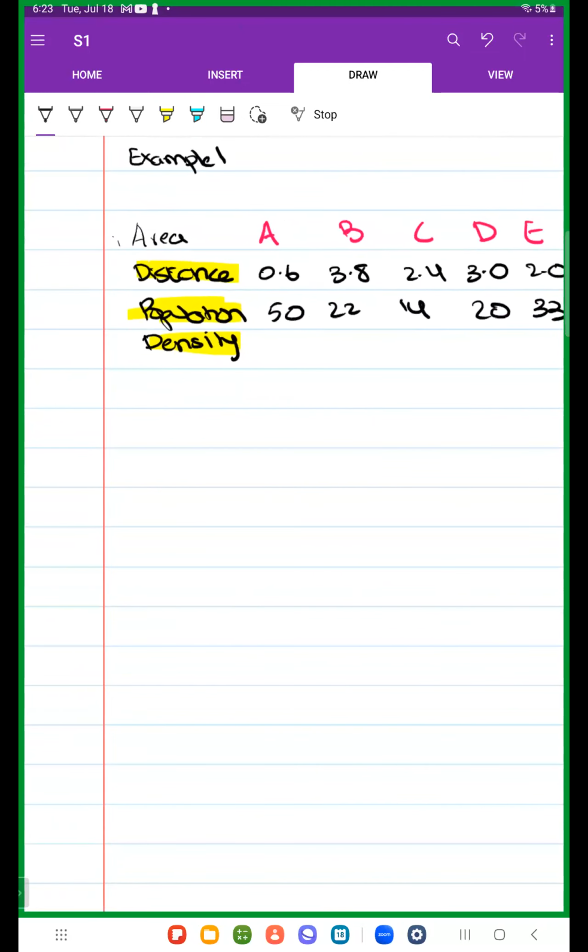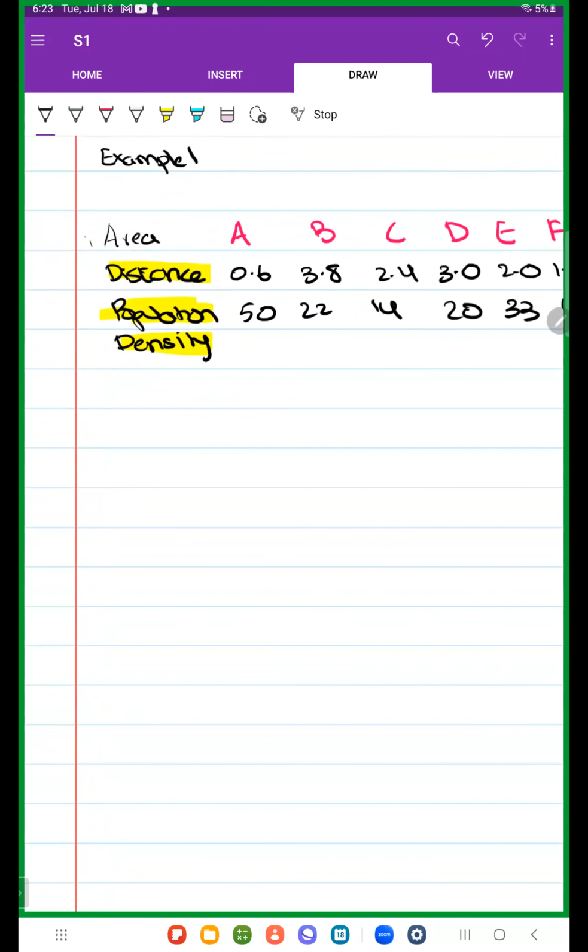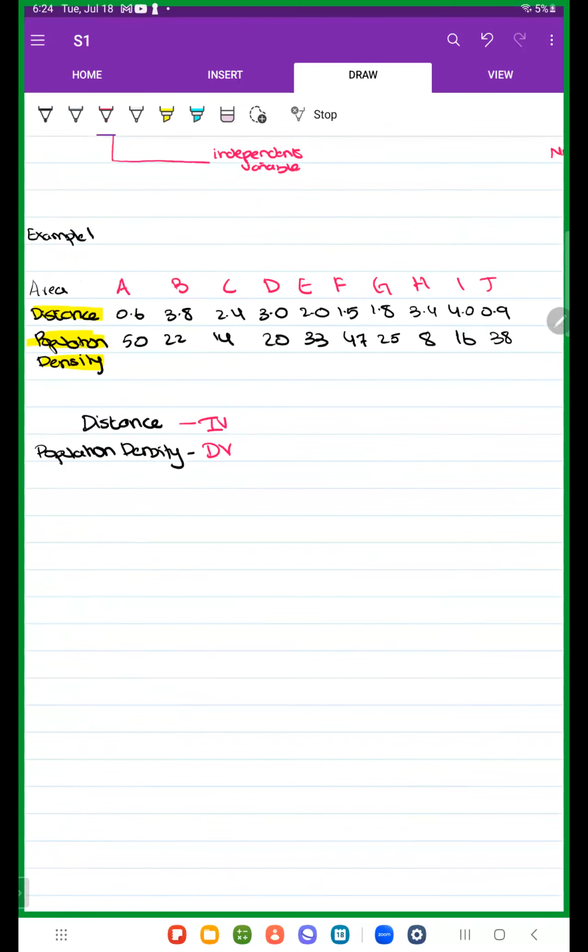Yes, the population density is basically the people per hectare. So the population density is affected by the distance, yes? Yes. My distance is my IV because it's not affected by anything. My population density is the DV. I'm just noting down. Can you move forward? I want to see the numbers.